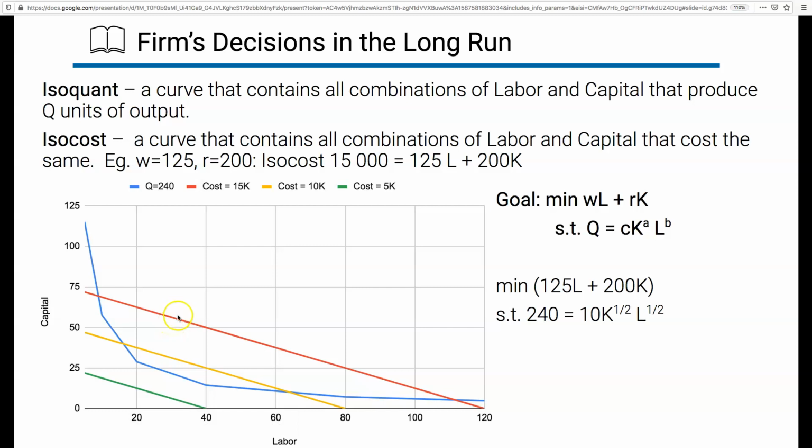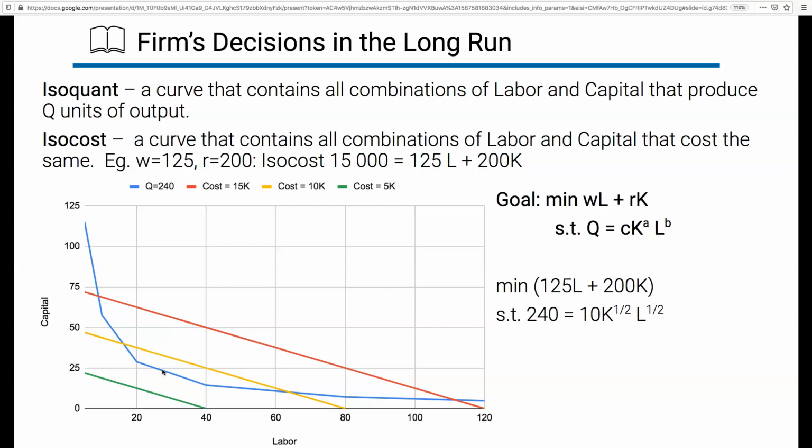And based on this graph, you can see that it will cost at least $5,000 because it's infeasible to produce 240 units at $5,000, and it's probably going to cost less than $10,000 because, well, we can go below the yellow curve and still produce 240. So we can possibly find a cheaper way to do so.